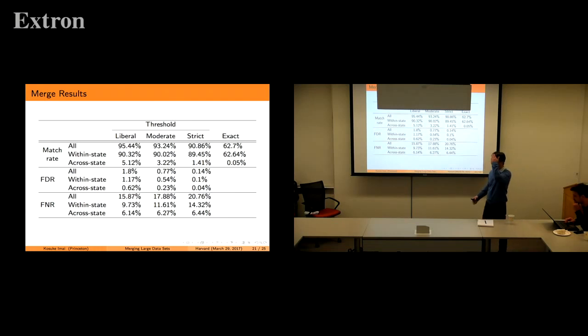So the 0.62 is wrong, and we should contrast that with 5.12. This is the number of people we found in another state in the following year, and this is the percentage of people who we think are actually wrong matches among them. So it's 0.62 divided by 5.1. Oh, I see. That's right. So 10% or so, something like that. So it's not quite such a small number.